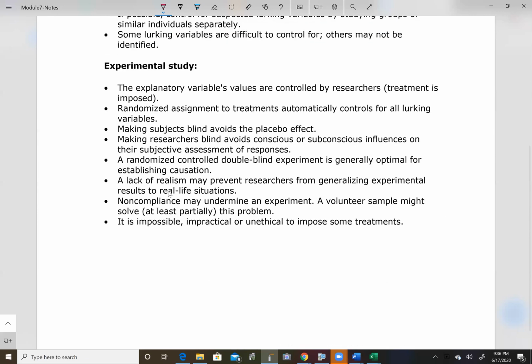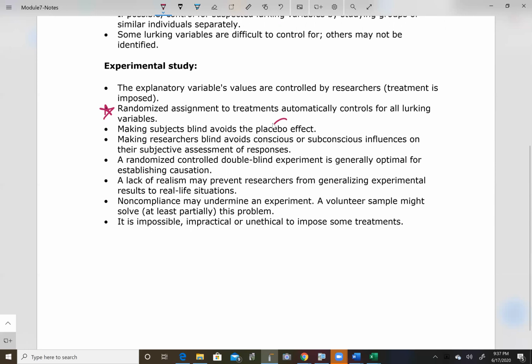In an experimental study, the explanatory variable's values are controlled by researchers. Treatment is imposed. Like I said, if we were talking about that workout one, I don't get to get up in the morning and decide which workout I want to do. It's whatever they tell me to do. Randomized assignment to treatments automatically controls for all lurking variables. That's really important to keep in mind. Making subjects blind avoids the placebo effect.